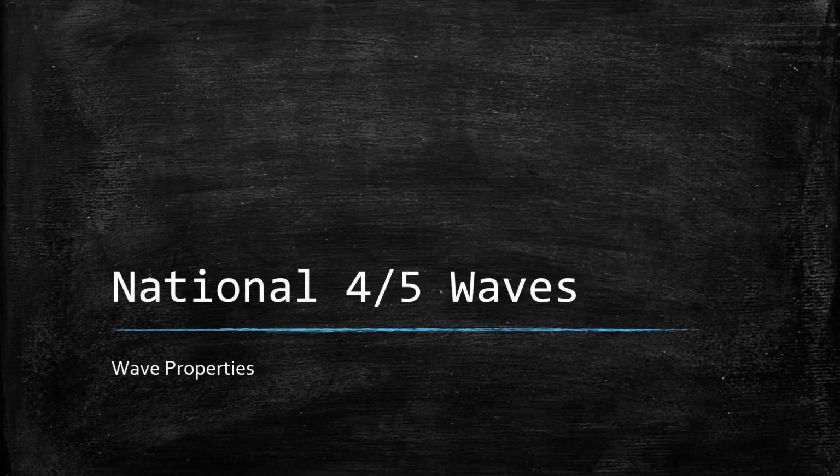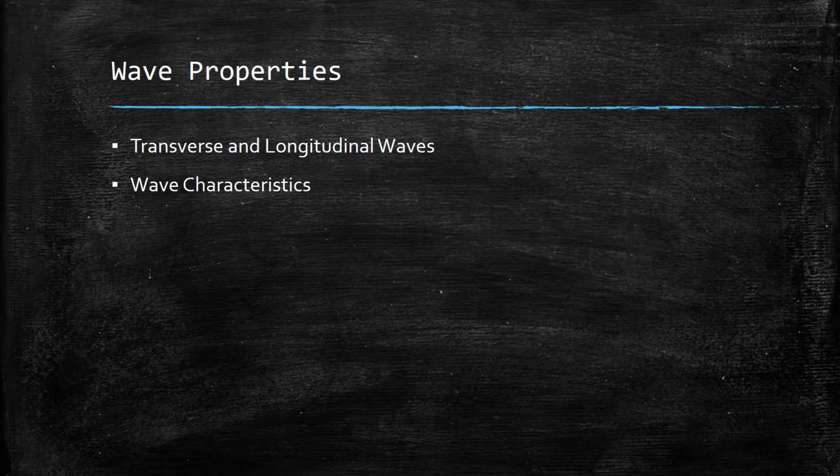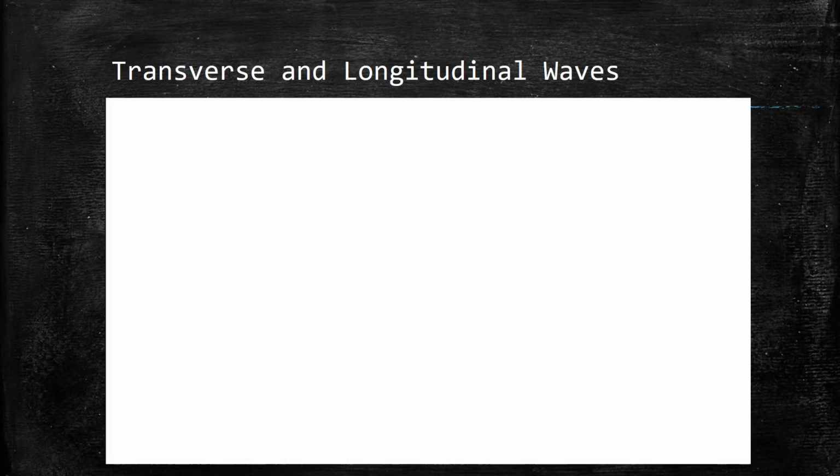National 4-5 waves, wave properties. In wave properties, we're going to be looking at transverse and longitudinal waves, wave characteristics, wave speed, frequency, period, the wave equation, and a summary of the wave properties. First of all, transverse and longitudinal waves, and here's a short video just to give you an introduction.